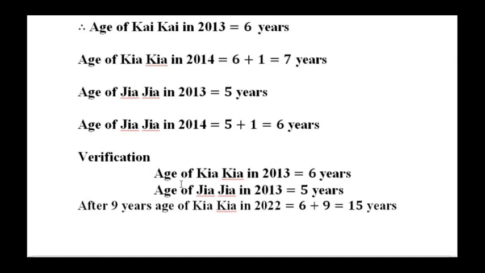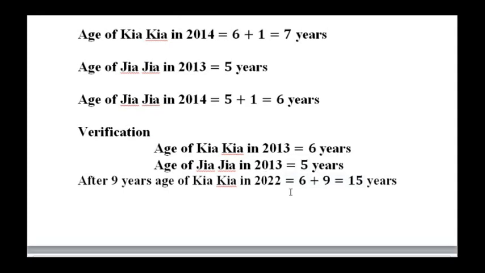Now verification. Since age of Kai Kai in 2013 is 6 years and age of Jia Jia in 2013 is 5 years, after 9 years, means in 2022, age of Kai Kai will be 6 plus 9 equals 15 years. Since 15 is 3 times of 5 and 5 was Jia's age in 2013, it is clear that after 9 years in 2022, Kai's age will be 3 times that of Jia's age in 2013 because 15 is 3 times of 5.